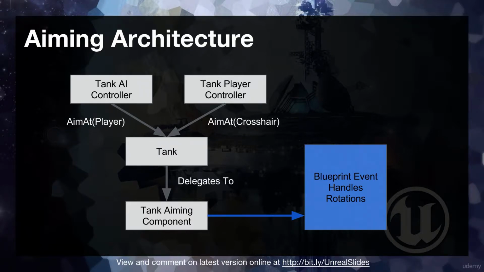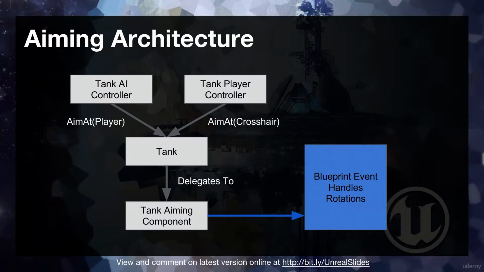So it's going to simply pass that method straight through to the tank aiming component, which is going to do some processing on it, including ballistic calculations, etc. And by ballistic calculations, I mean a reverse calculation of where it needs to aim right now in order to hit the desired target. Or more specifically, how fast it needs to fire in order to hit that target, the projectile velocity. Once it's worked all that out, it's going to then raise an event in Blueprint.